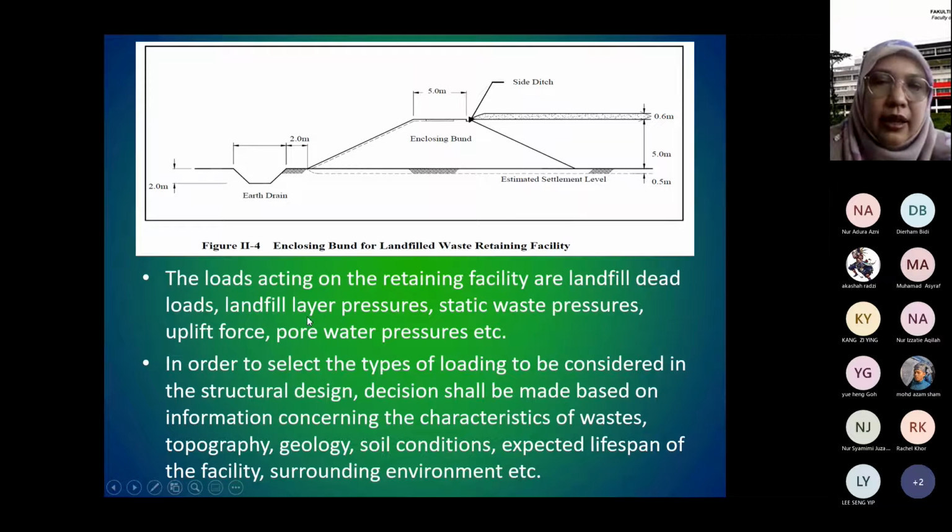Also landfill layer pressures, static waste pressures, uplift force, and also pore water pressure. Okay, so those are the loads that we need to consider. In order to select the types of loading to be considered in the structural design, decisions shall be made based on information concerning the characteristics of the waste.